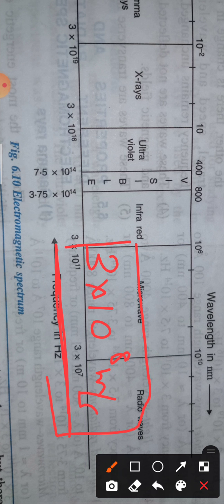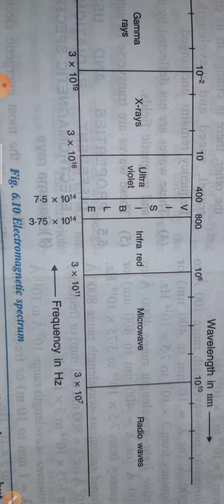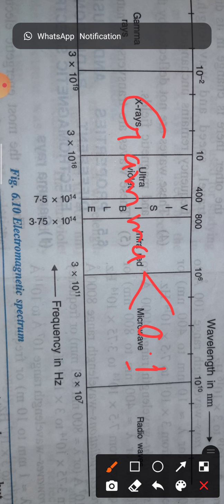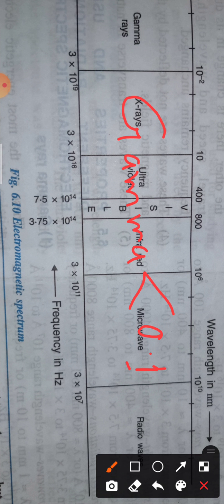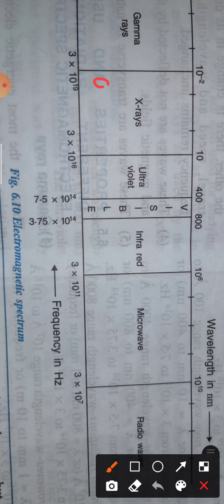What you have to remember from here is the range of each ray. Gamma rays: the wavelength of gamma rays is less than 0.1 angstrom. After gamma rays, X-ray comes. The wavelengths of X-rays are from 0.1 angstrom to 100 angstrom.